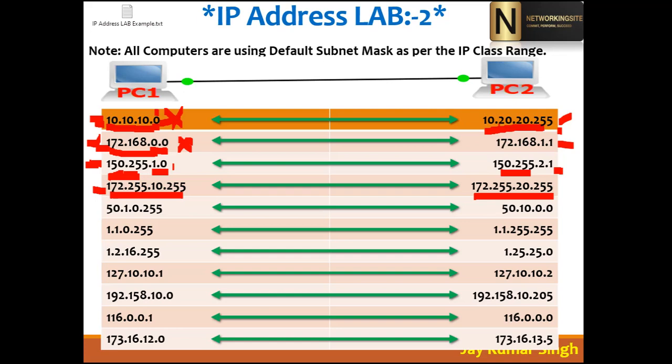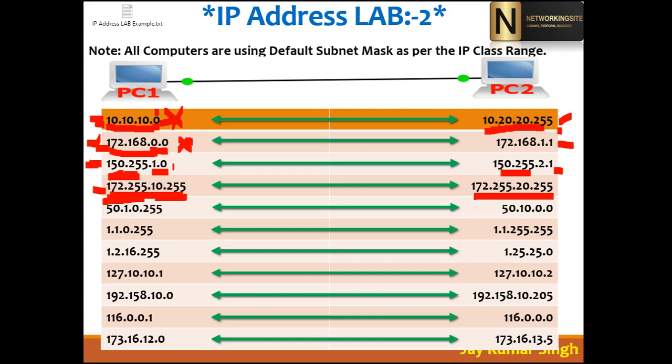Why? Because it is class B, and the host part has 255. I see the first two parts, 172 and 255, are the network, right? And 10 and 255 is the host part, right? Host part is 10 and 255. So of course it will communicate. Even though the last host part is the same, it will communicate.